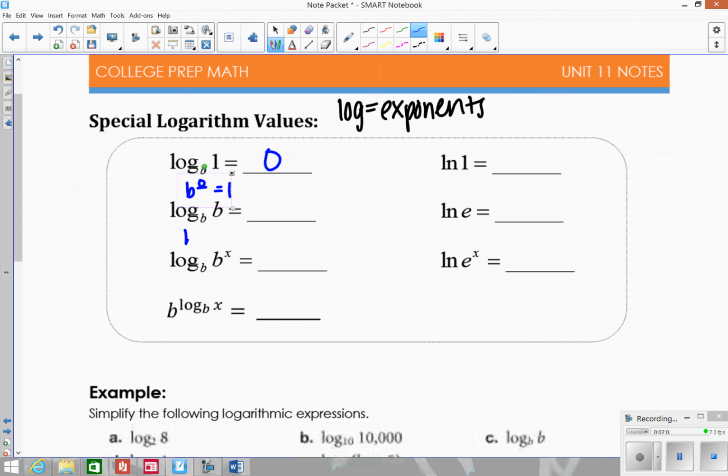This next one's asking me, b to what power gives me b? So the base is b. How do I raise this to a power and get out b? Well, you're going to raise it to the first power. So the log is equal to 1. The next one, b to what power gives me b to the x? Well, it's going to be x.